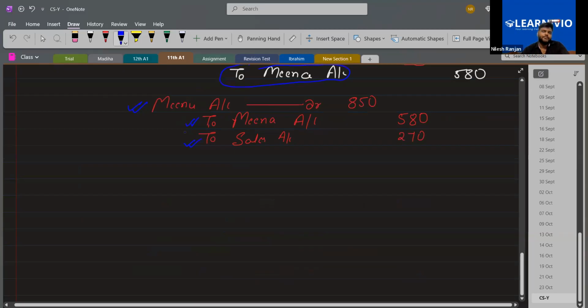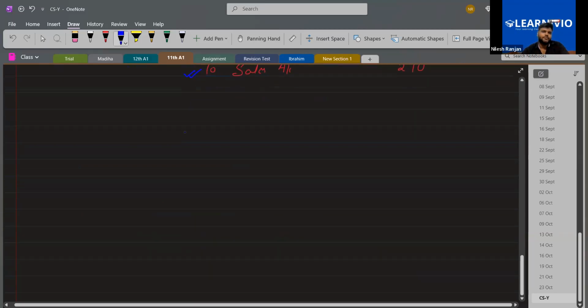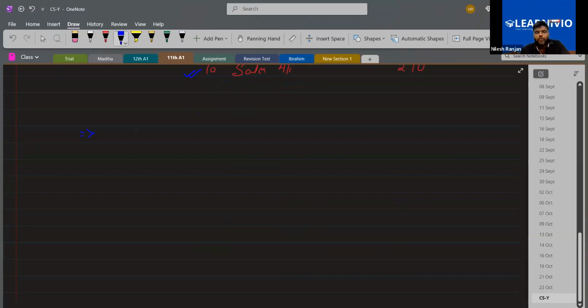So sir, in exam, how do we solve these type of questions? You have to remember the concept of merging the entry. In merger entry, when you have to combine entry, there are two rules which we discussed in journal entry itself.